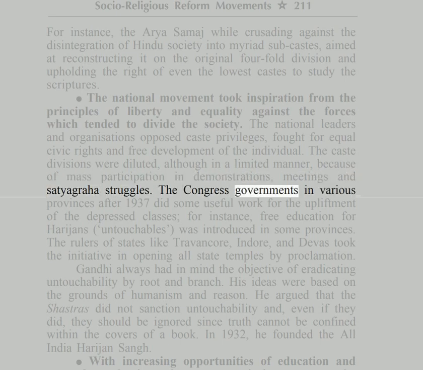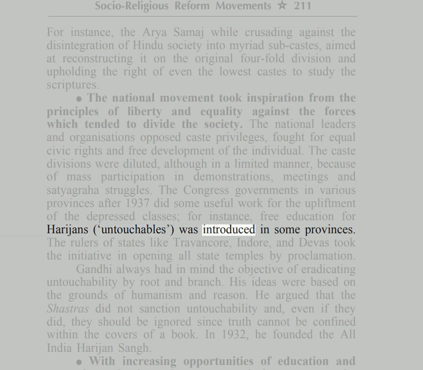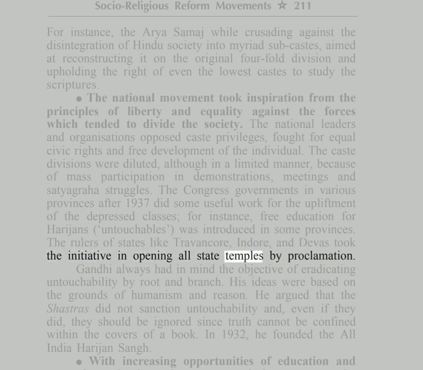The Congress governments in various provinces after 1937 did some useful work for the upliftment of the depressed classes. For instance, free education for Harijans, untouchables, was introduced in some provinces. The rulers of states like Travancore, Indore, and Dewas took the initiative in opening all state temples by proclamation.